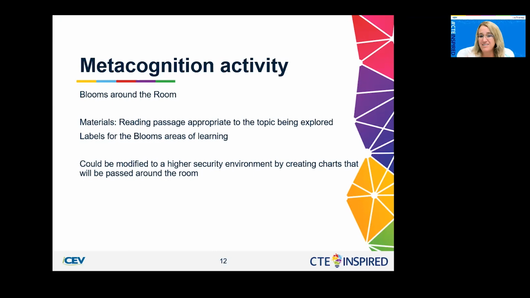You could also modify this if you're in a higher custody level facility where you can't move around the room. Send around a poster. This page is knowledge. Put your question on here. Write it on there if you need to, and be able to think a little more deeply about the questions that you're asking.